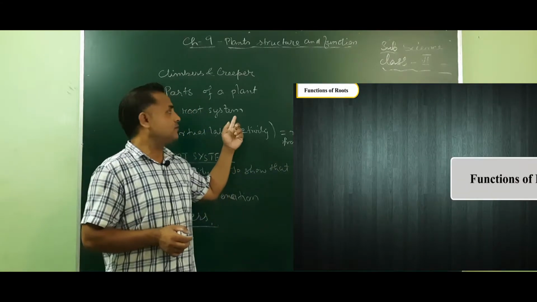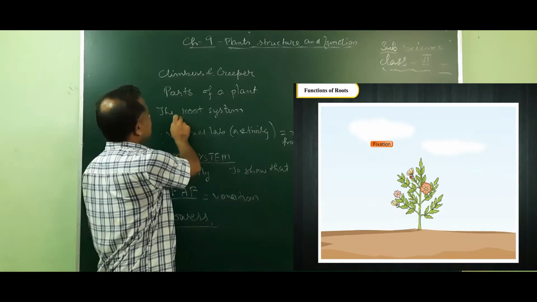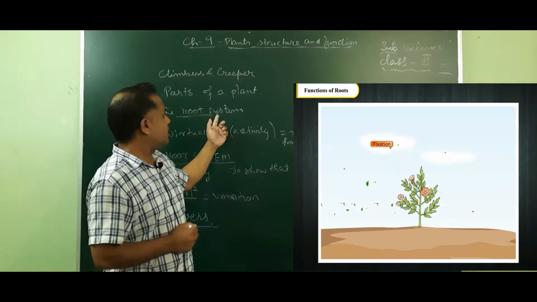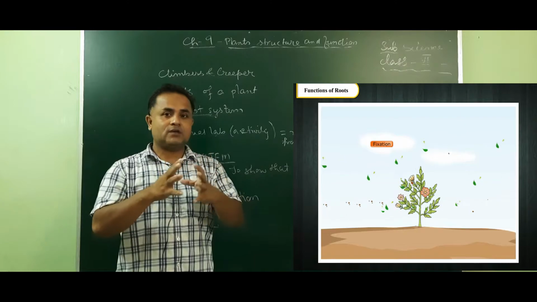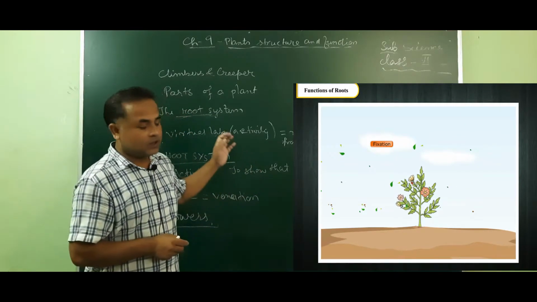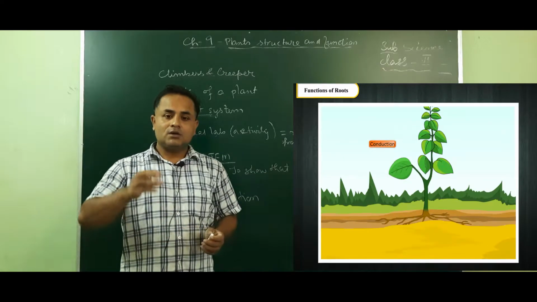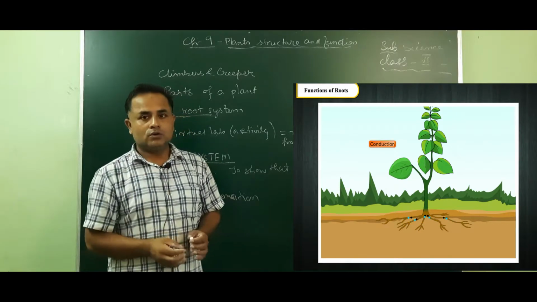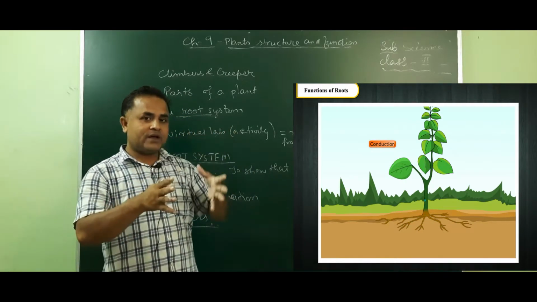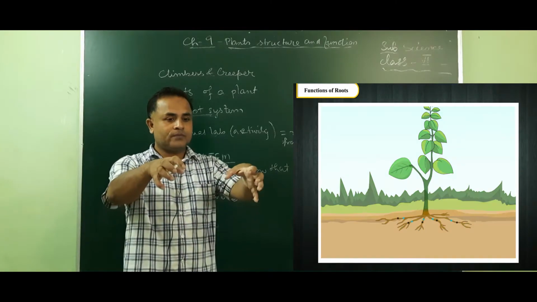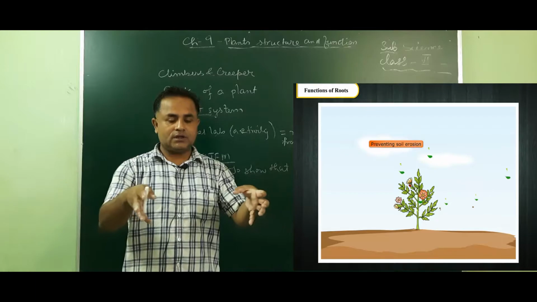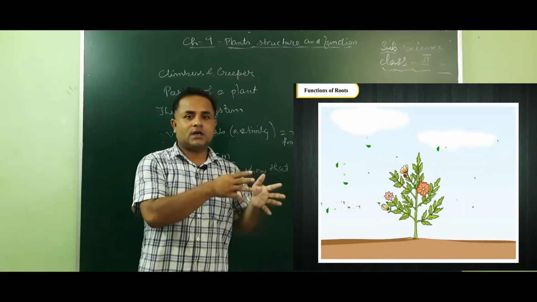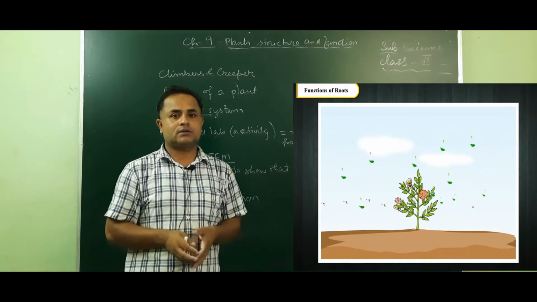Now we will see the functions of the root system. Number one is to fix the plant to the soil, that is fixation. Number two is conduction, that means the minerals from the soil are conducted to the different parts of the plant through the root. Next is to prevent soil erosion. These roots anchor or fix the soil so that it is not washed away with the water. It protects.